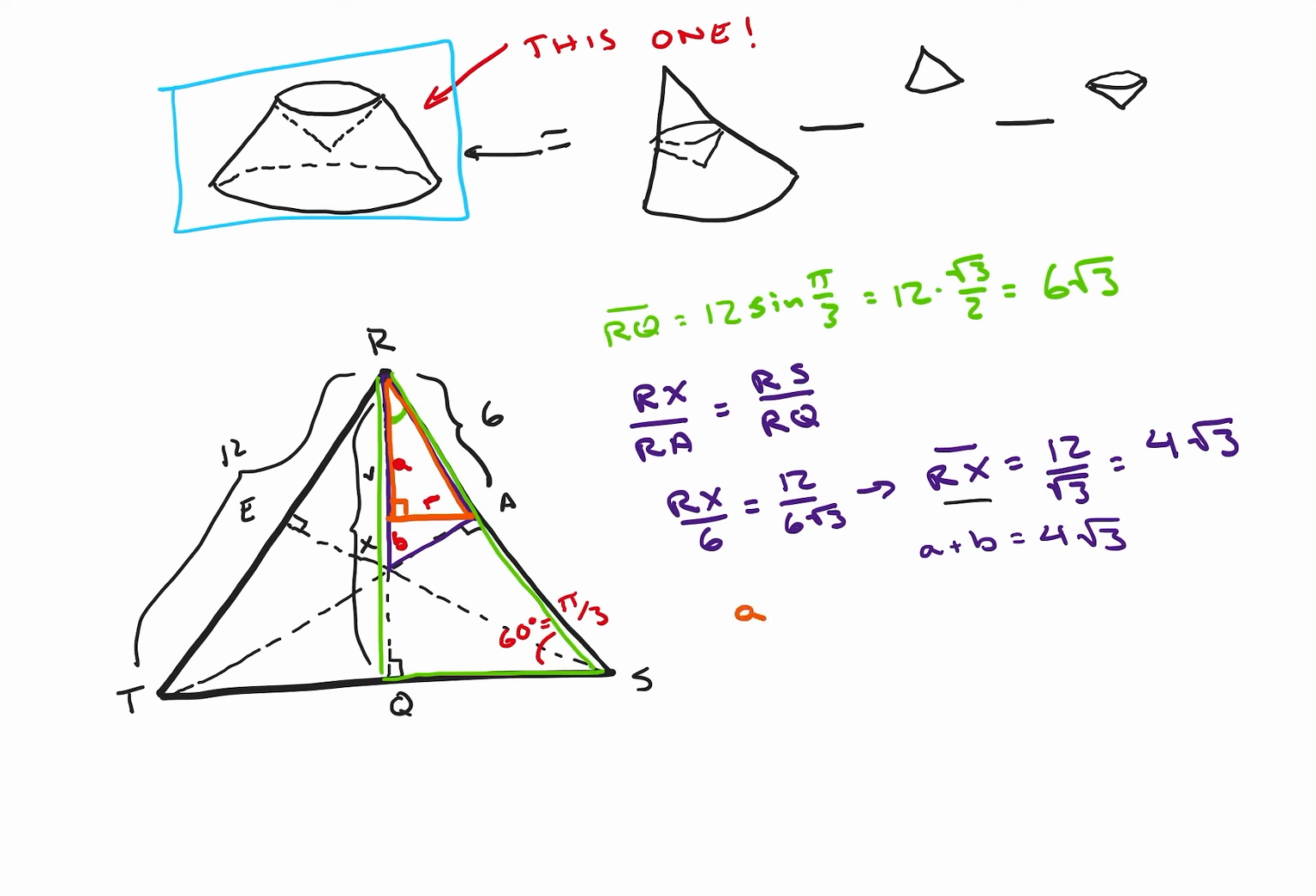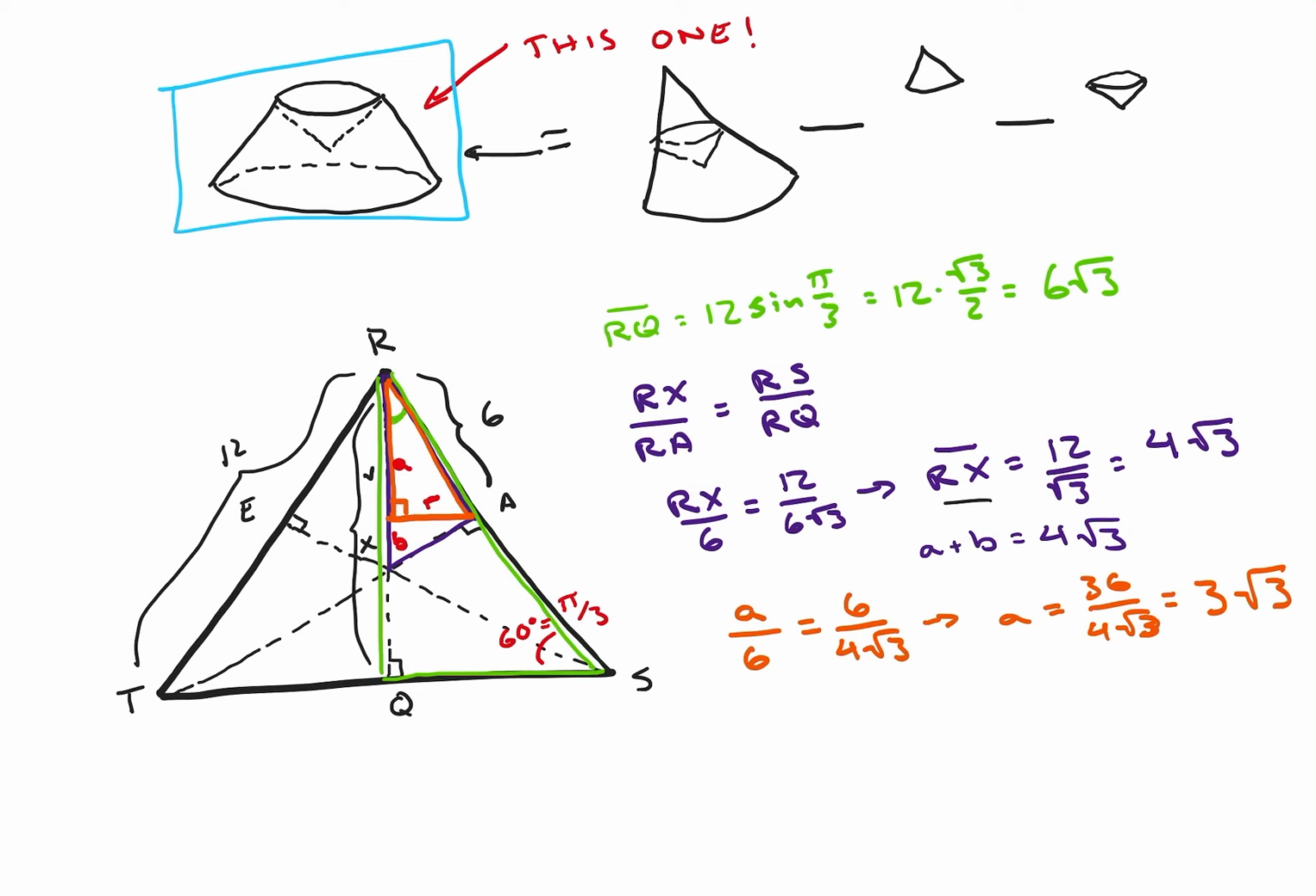So I'm going to have A over 6 is equal to 6 divided by the length of Rx, which is 4 square root of 3. Okay, so that's going to give me that A is equal to 36 divided by 4 square root of 3, which is 9 over square root of 3, which I can rewrite as 3 square root of 3.